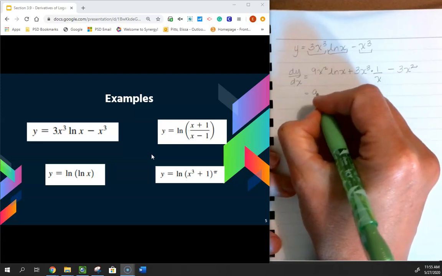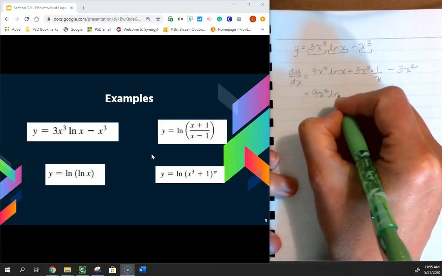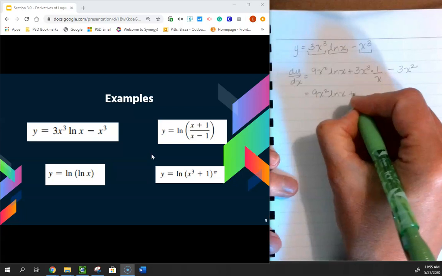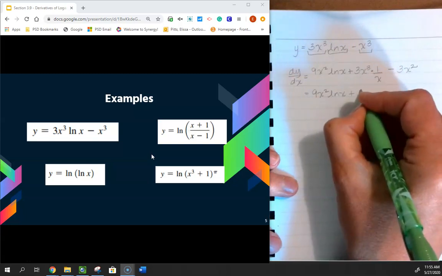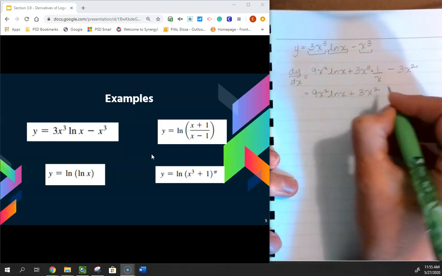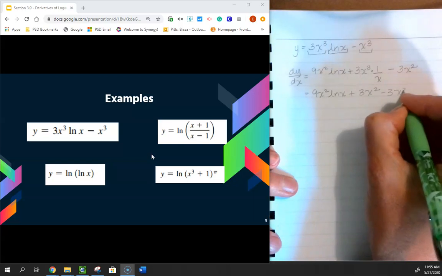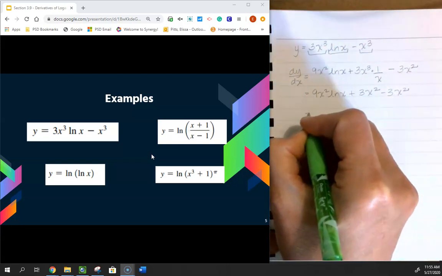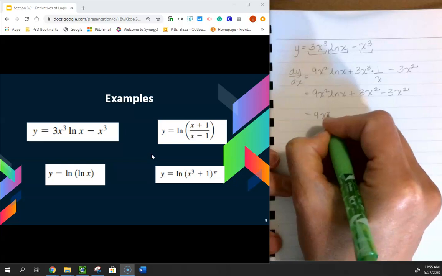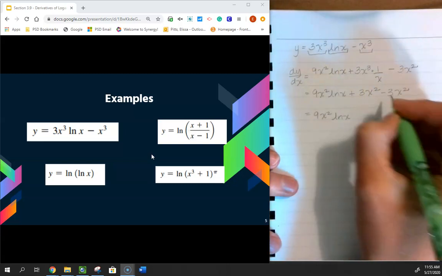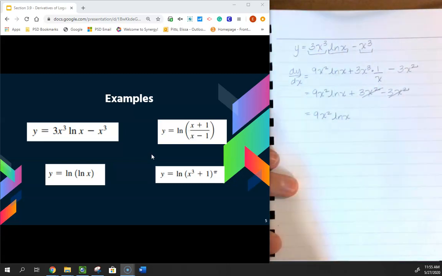This looks like 9x squared natural log of x. That looks like 3x cubed divided by x is 3x squared minus 3x squared. So I think I end up with just 9x squared natural log of x because those two would cancel each other out.